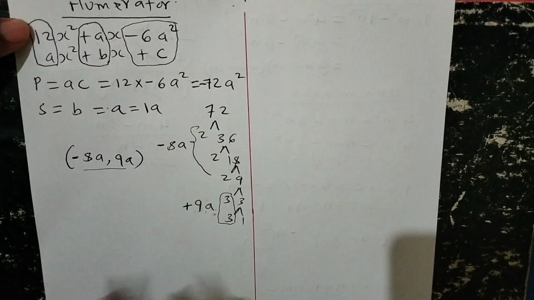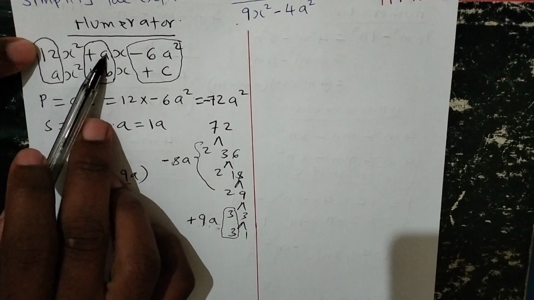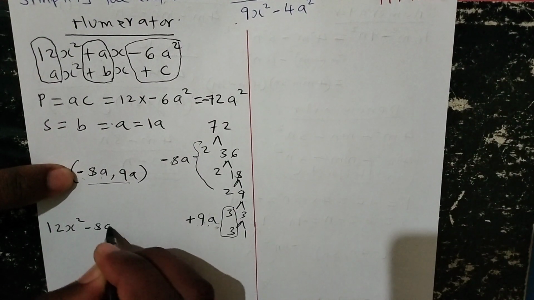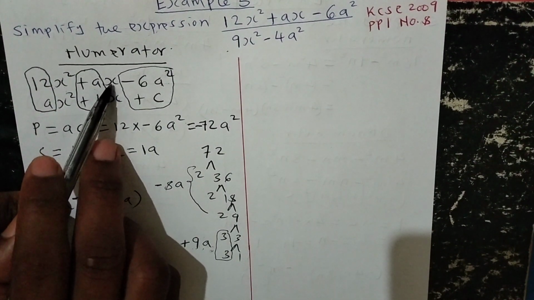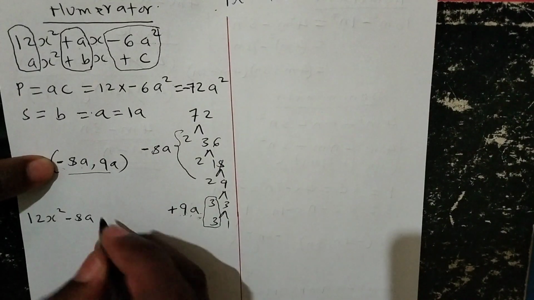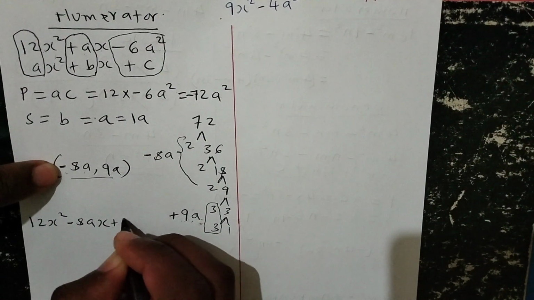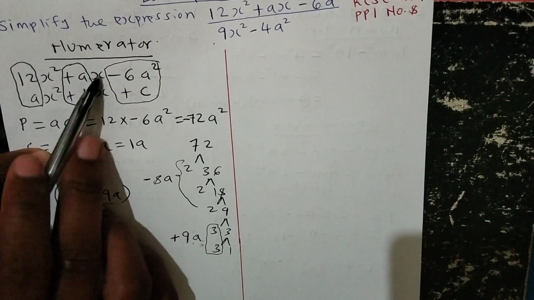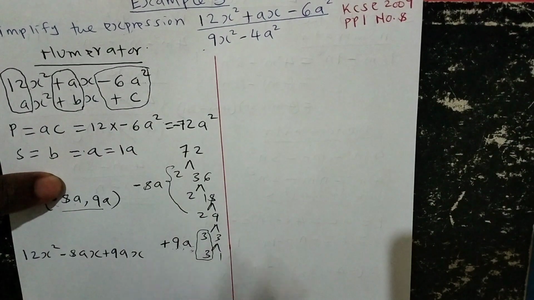So the first term is 12x squared. Then the second position, which has the value of B, so I substitute the value of B. So the value of B is negative 8A. But whenever you take the 8A, you have to multiply with the X. That is the term that is in the same position with X, of which in this case is X. So you add an X here. Then you come to the second term, which is positive 9A. Again, because it is substituting B, you also multiply it by X. Then, of course, the value of C, you just pick it the way it is, negative 6A squared.